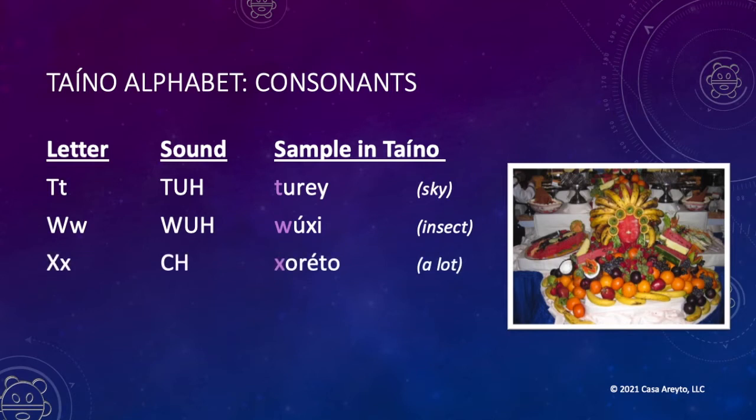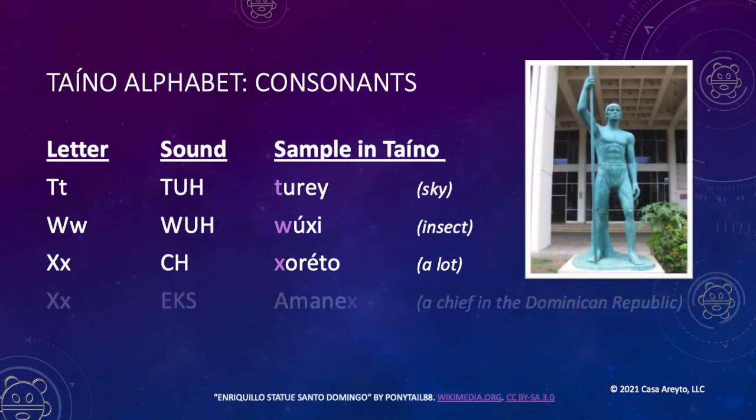The X has two sounds. One of them is ch, as in choreto. That means a lot. And the other sound is X, and the X has that x sound when it appears at the end of a word, such as Amanex, which was the name of a chief in the Dominican Republic.